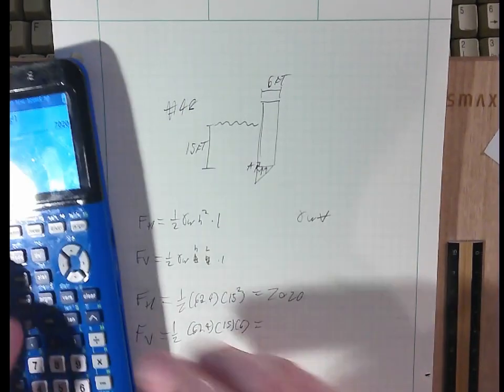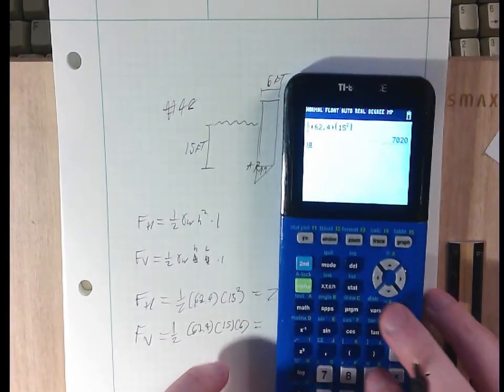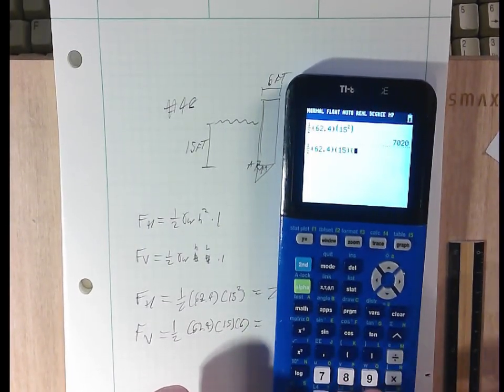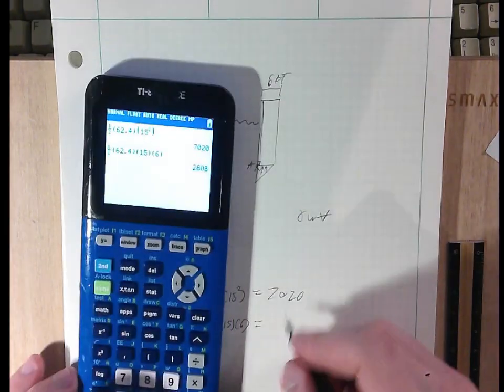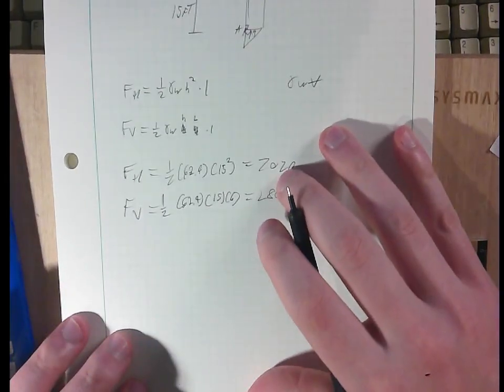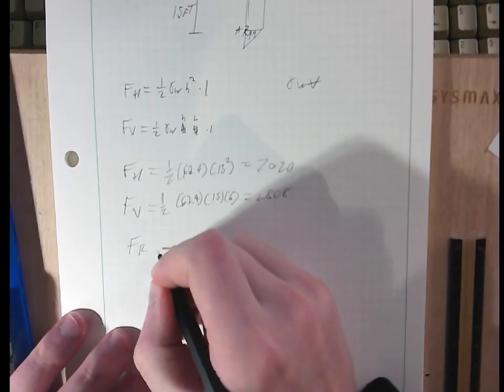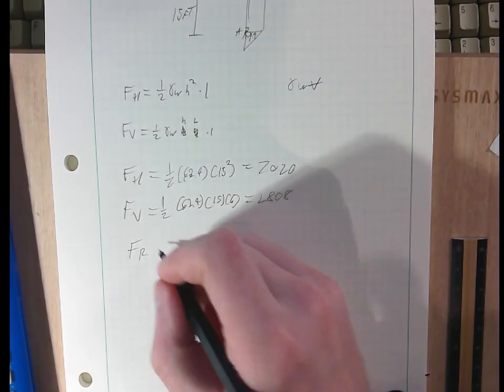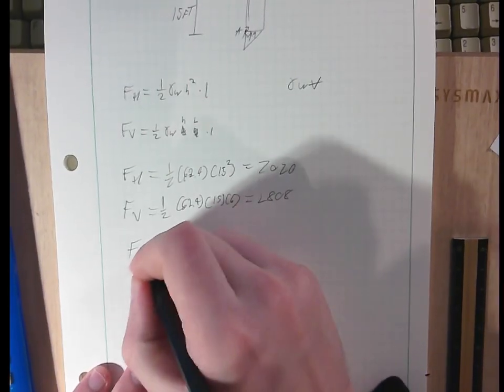FH is 7020 and 1/2 times 62.4 times 15 times 6 gives FV, 2808. Now, this is what the problem's really asking. The force resultant, I think is what they want it to be labeled as, is going to be, maybe we can just call it F.